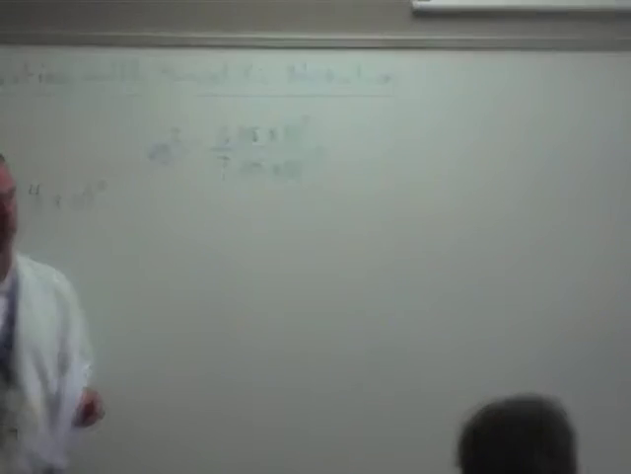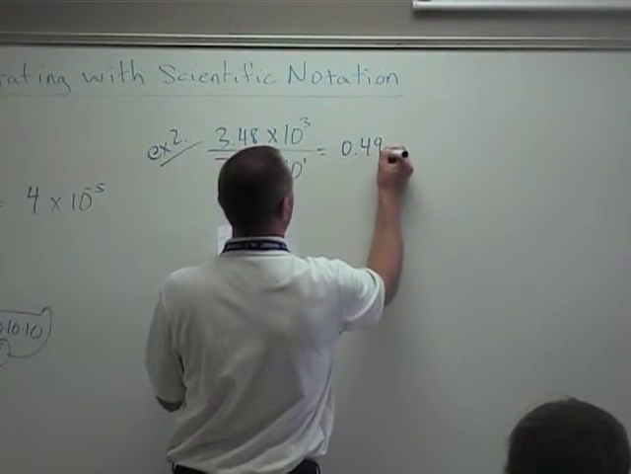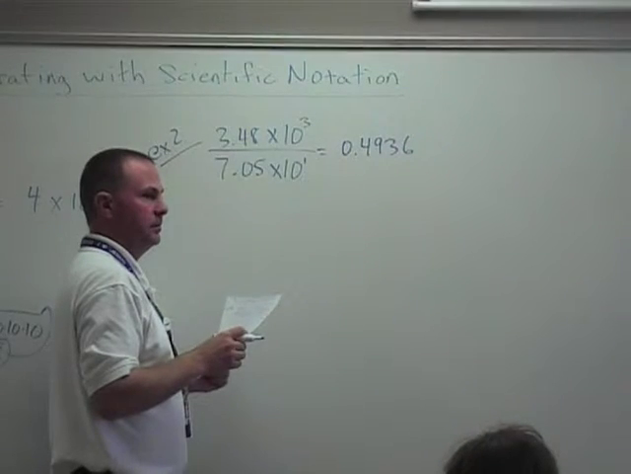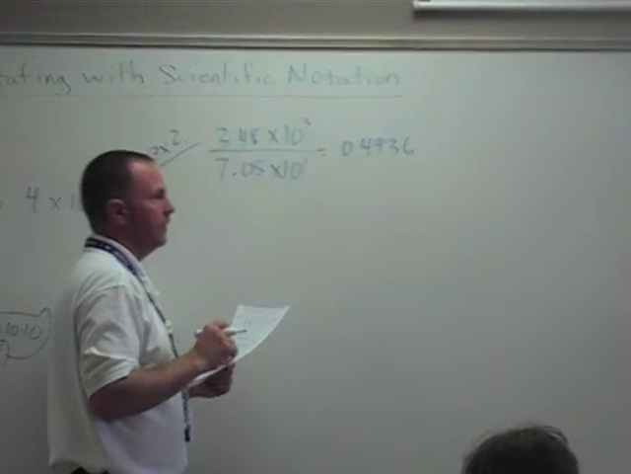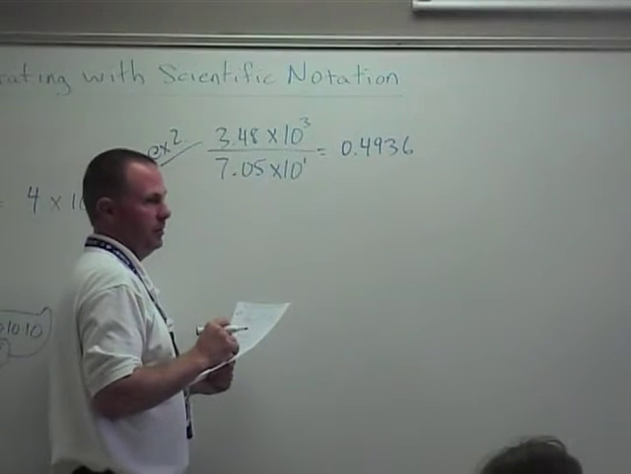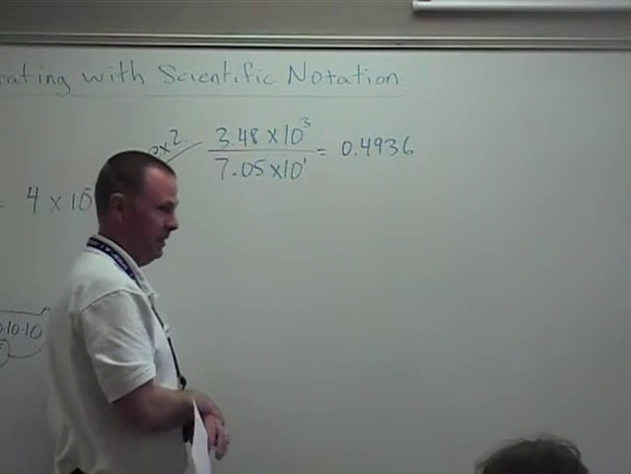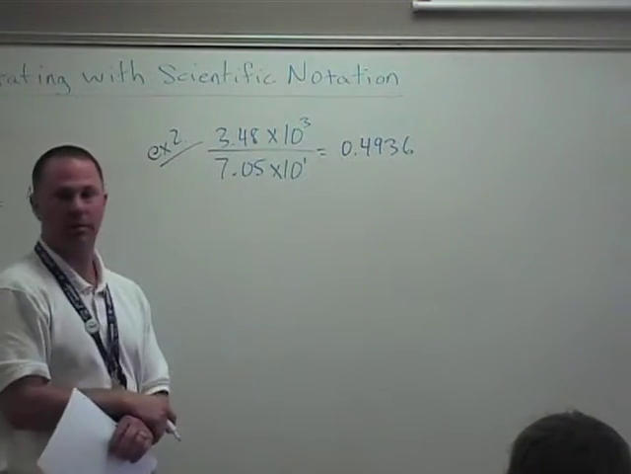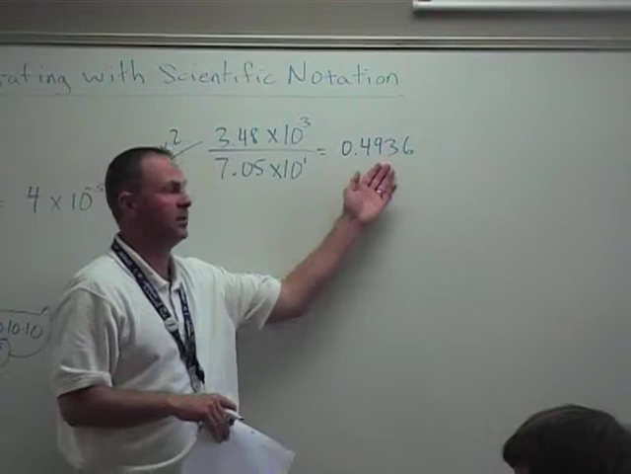Are we rounding? Take it out 4 decimal places. You should have gotten something like this: 0.4936. Just take it out 4 decimal places for now. Did you get this when you divided those? Okay. Everybody all right? Did you divide those? Did everybody get this?